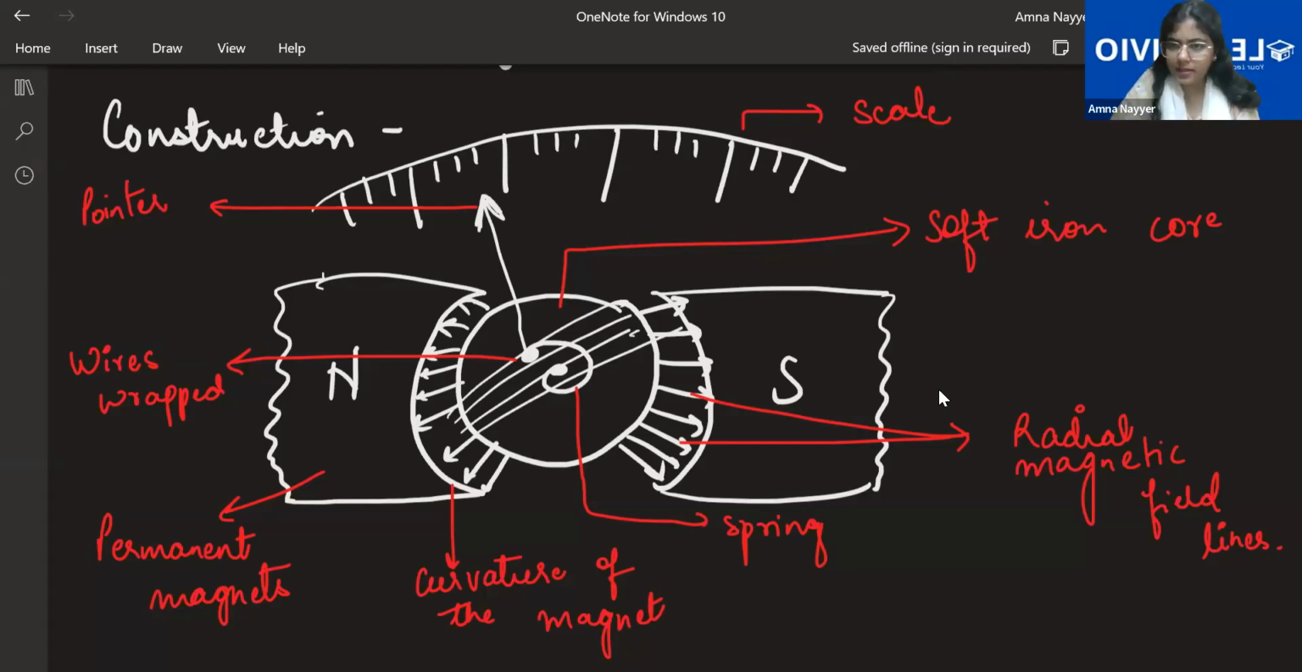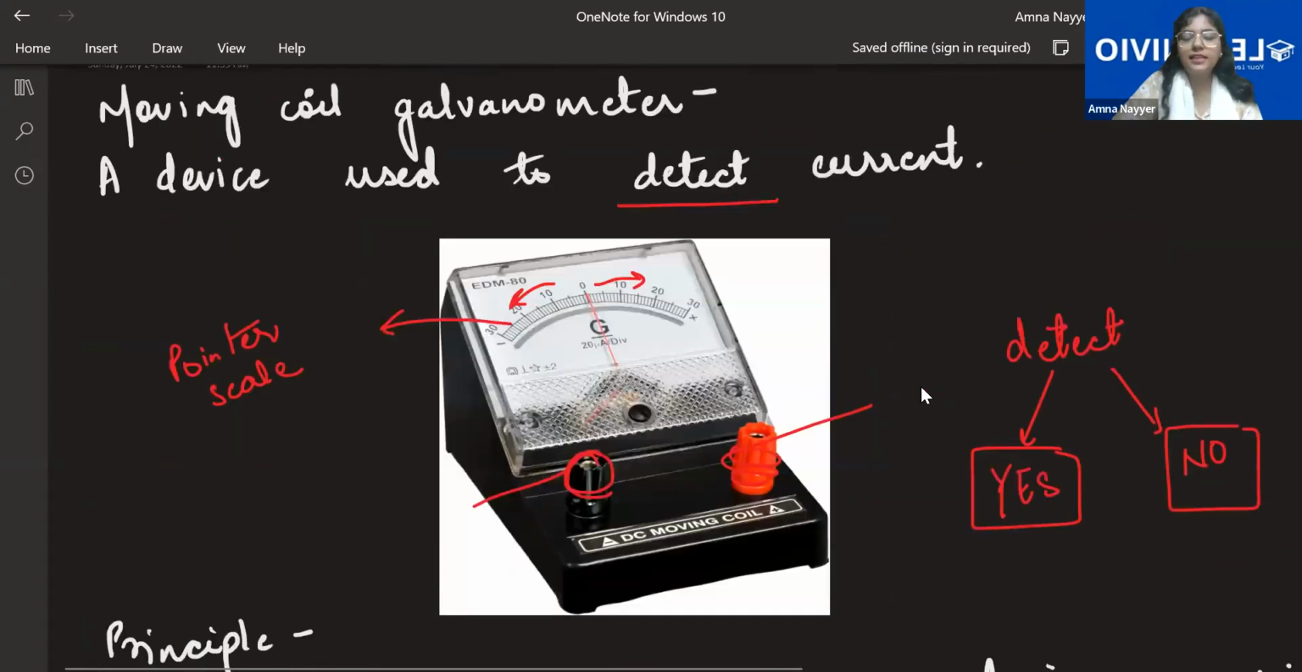If there is no current in the circuit, then there won't be any magnetic field produced, there won't be any rotation, right? And when there won't be any rotation, then the pointer will not move. So the pointer will just tell you whether the current is existing or not.